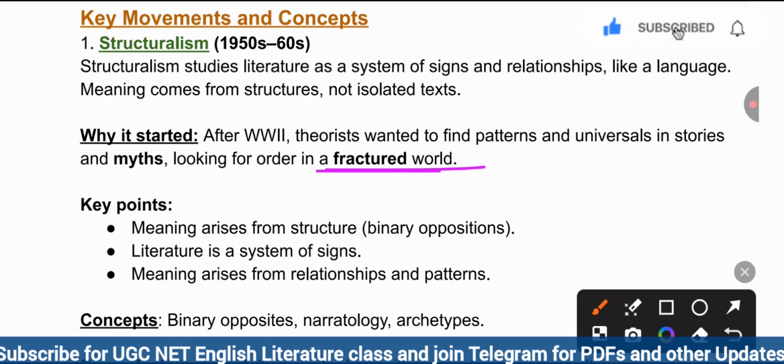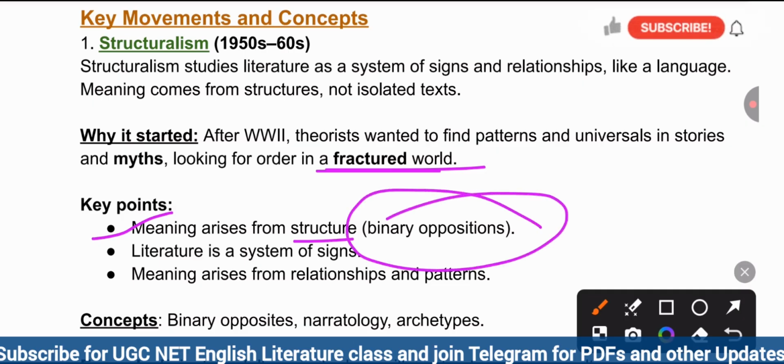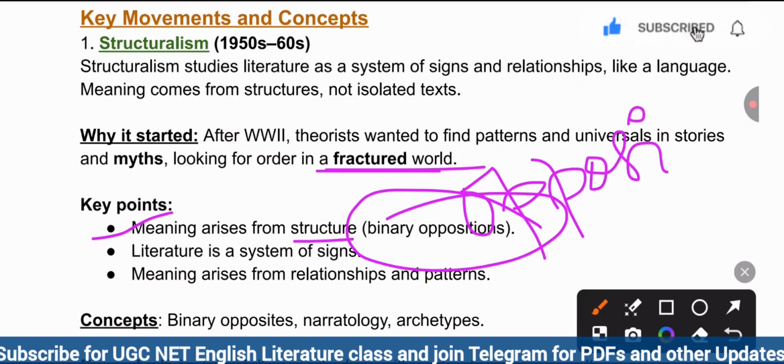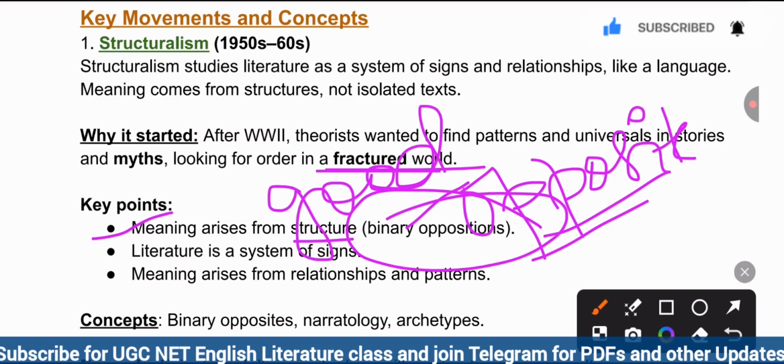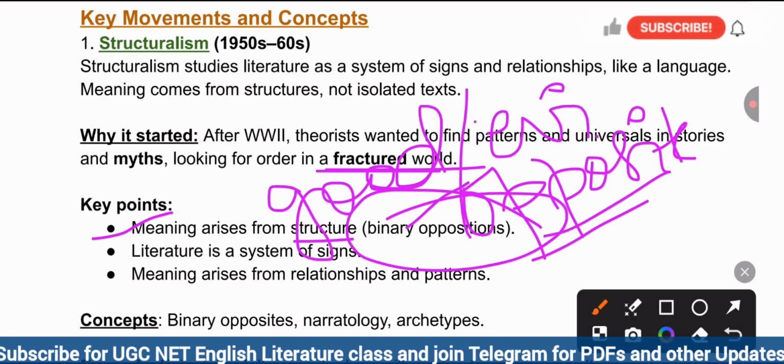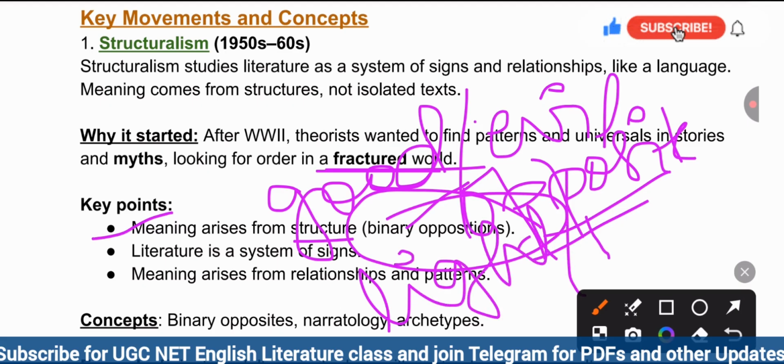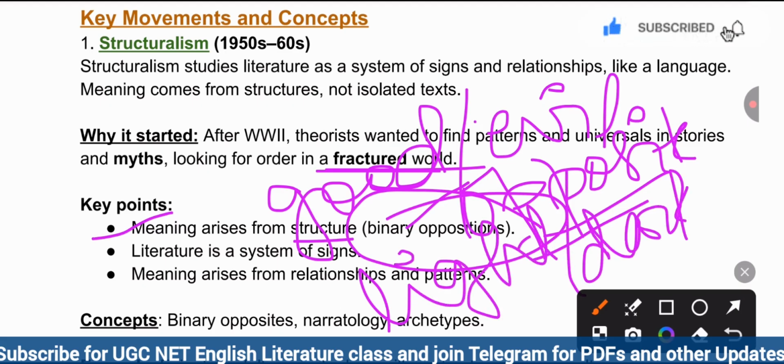Now, structuralism: what were the key points they gave us? They told us that meaning arises from structure, that means binary oppositions. In the sense that all words have an opposite word, and then both have different meanings. So binary oppositions, for example, you can understand good versus evil, light versus dark. Okay.